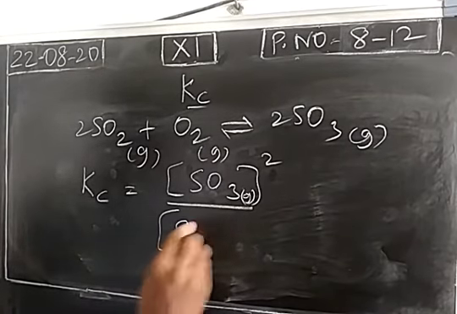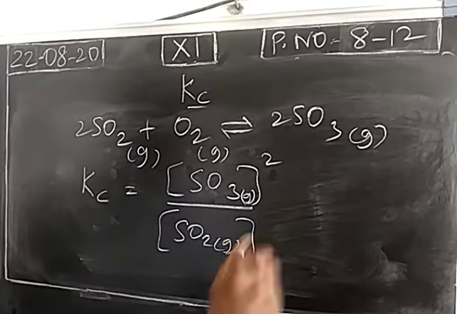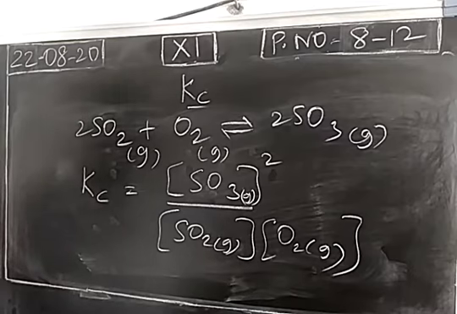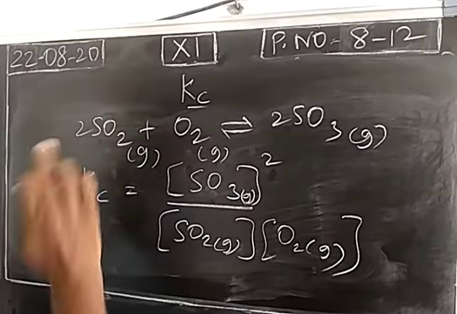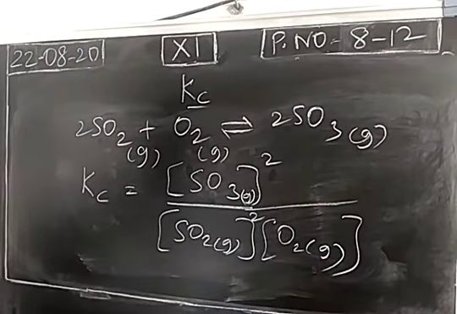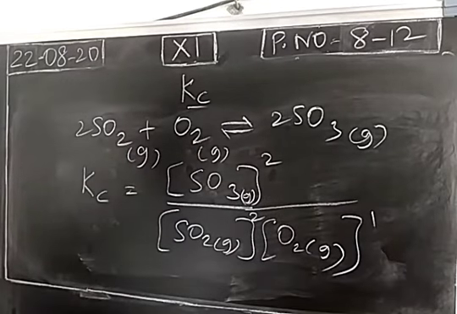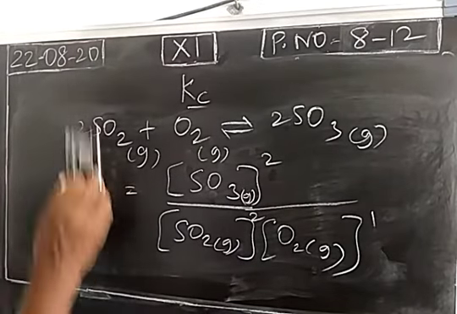We have 2 reactants. One is sulfur dioxide gas, another one is oxygen gas. And what about the coefficient of sulfur dioxide and oxygen? For sulfur dioxide coefficient 2, so exponential power 2. Oxygen 1. So this is the equilibrium constant in terms of molar concentration for the homogeneous equilibrium reaction.